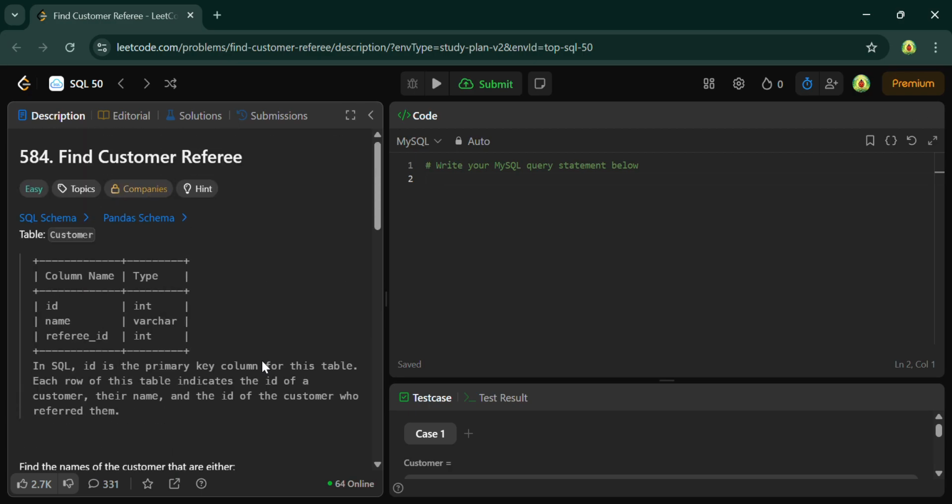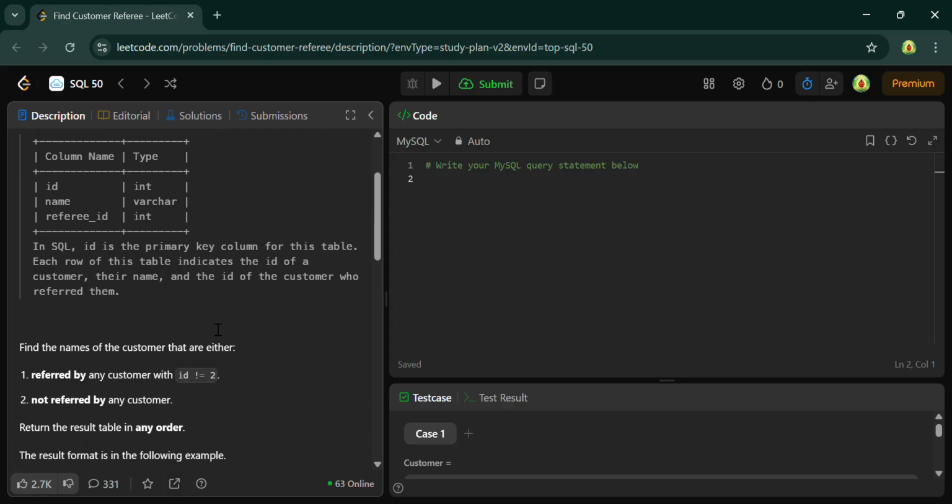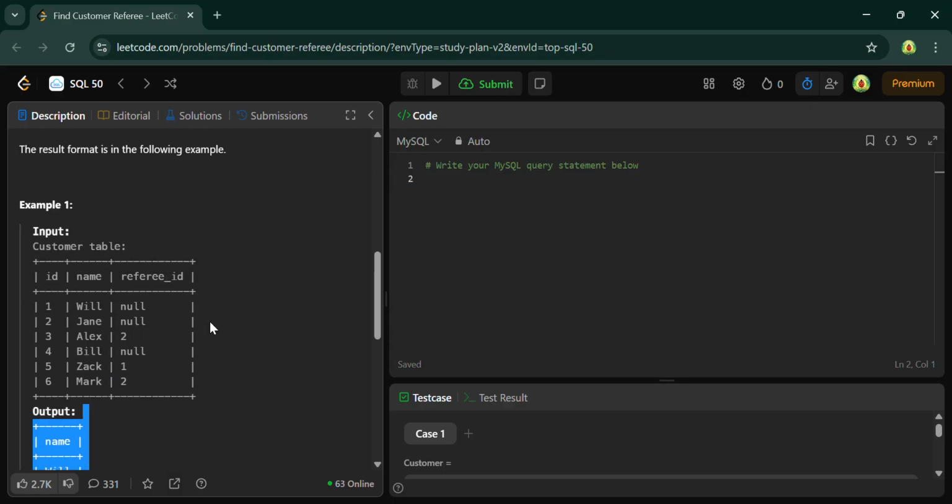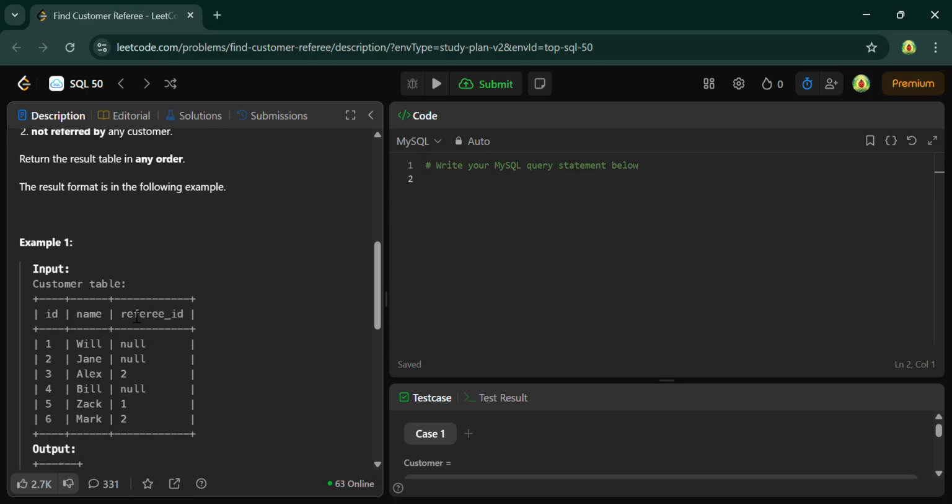Hello viewers, today we will solve one more SQL question, LeetCode 584, Find Customer Referee. In this question you have to return the names of customers whose referee ID is null or not 2. Okay, you just have to return that. If it is 2, you don't have to return it. So this is a simple question.